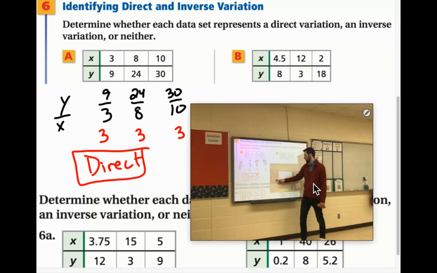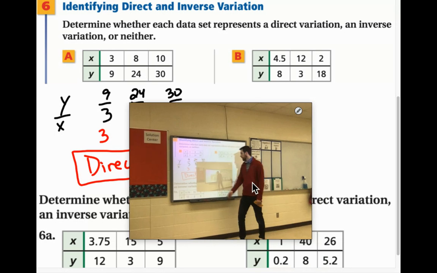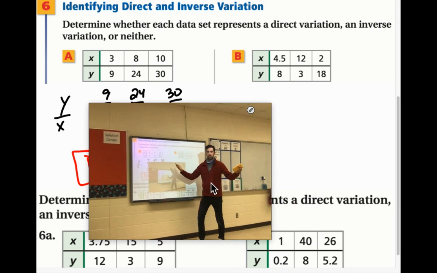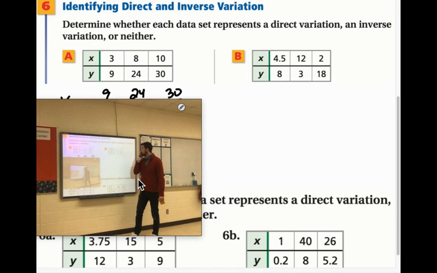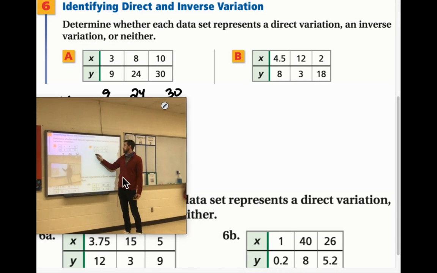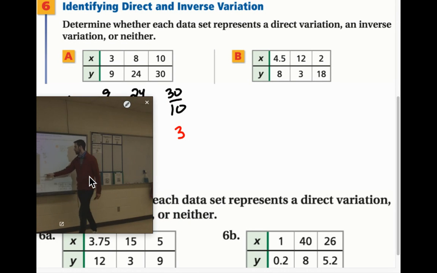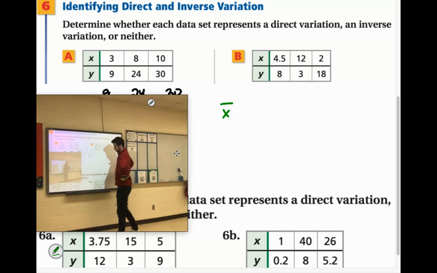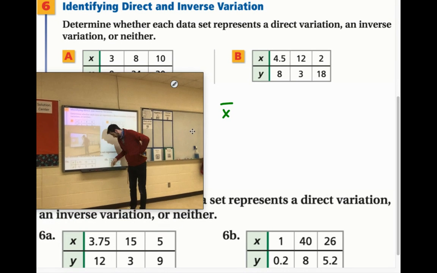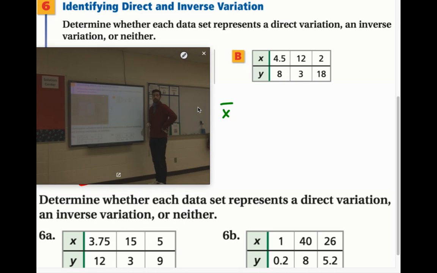So if we check this one, okay, we're here. I'm leaving the screen. Come back, Mr. Plant. I don't know what's going on here.